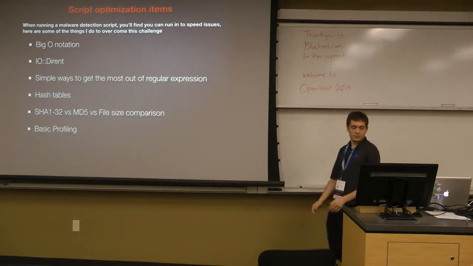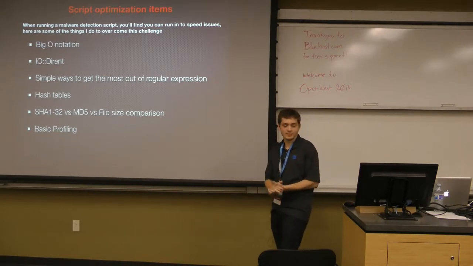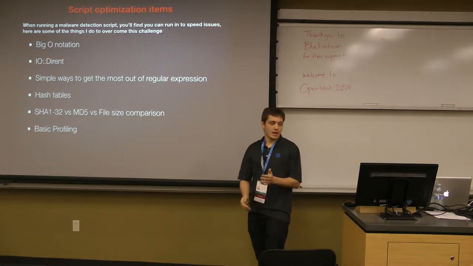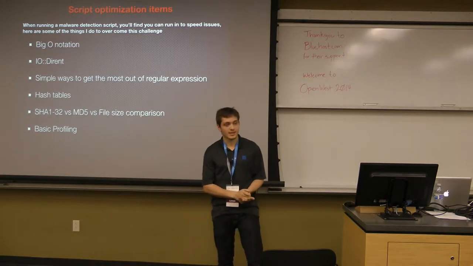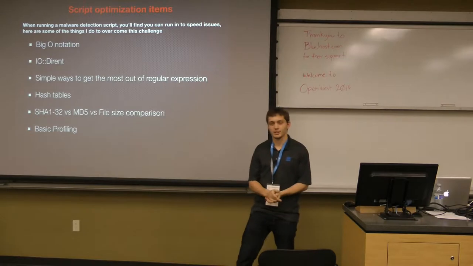Okay. Script optimization items. I'm going to go over the Big O notation, IO::Dirent, some simple ways to get the most out of your regex, some hash tables, differences between MD5, file size comparisons, and some basic profiling with NYTProf, with Devel::NYTProf.